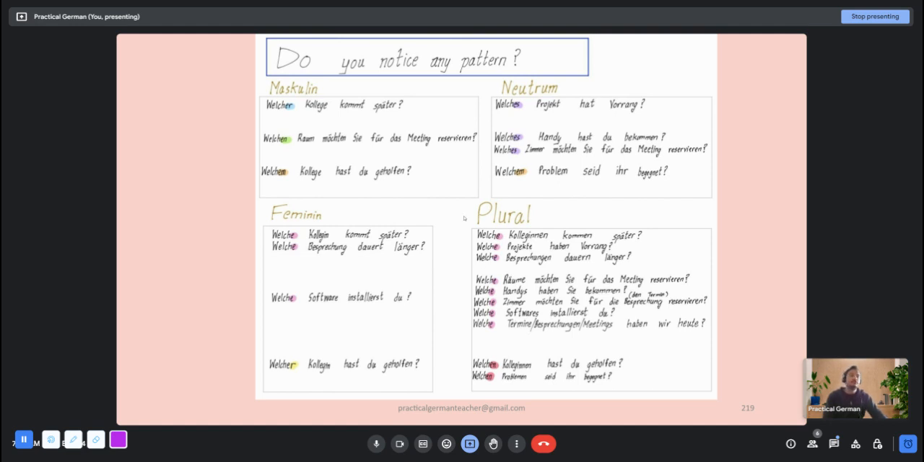Yeah, please ask. This is the slide. Welchen Kollegen hast du geholfen? This is because helfen is a dative verb, right? You can think of it as a quote unquote dative verb. For example, begegnen is also a dative verb. Begegnen, to face, to encounter, to come face to face. Begegnen is also a dative verb. Okay, thank you.